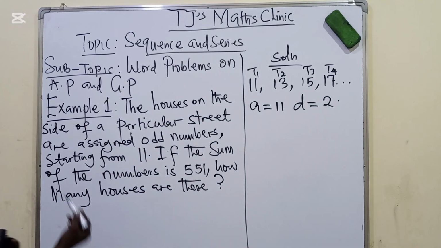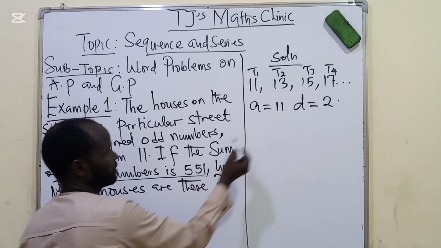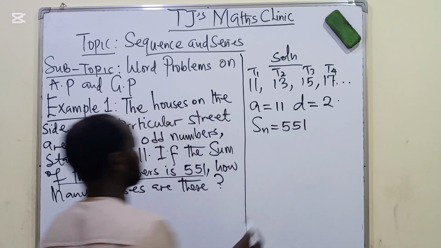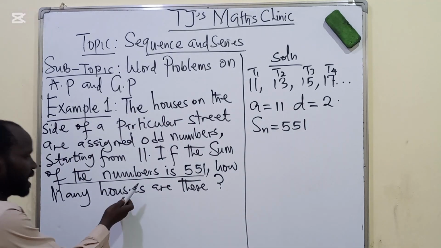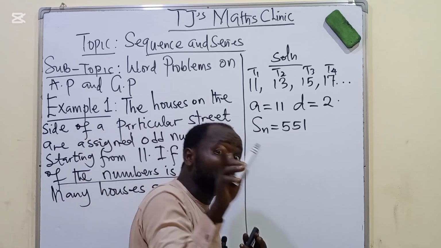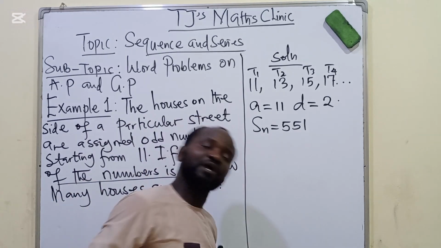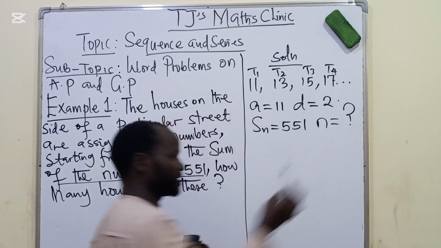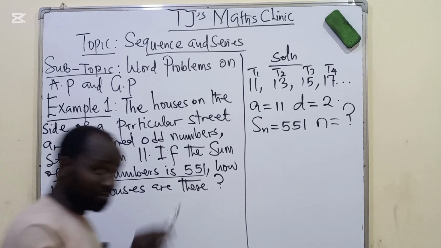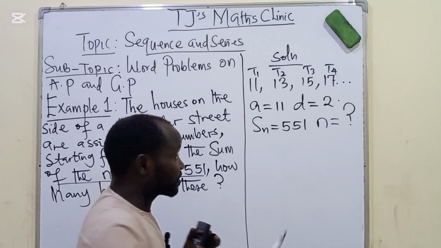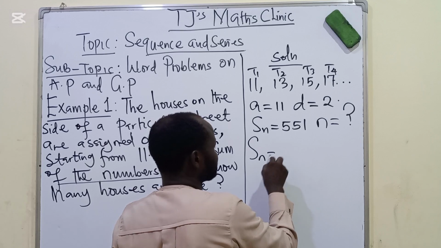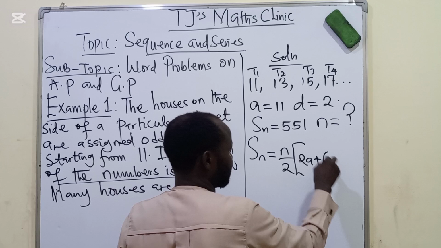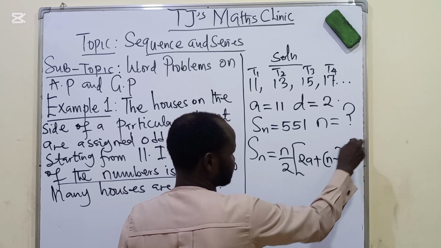From the question, the sum of the numbers of the houses is given as 551. We are asked to find how many houses are there. It means we are looking for the number of terms, which is the same as the number of houses on that street. So n, the number of terms, is not given. Very important: the sum of an arithmetic progression, when the last term is not given, is S equals n divided by 2 multiplied by 2a plus n minus 1 times the common difference d.